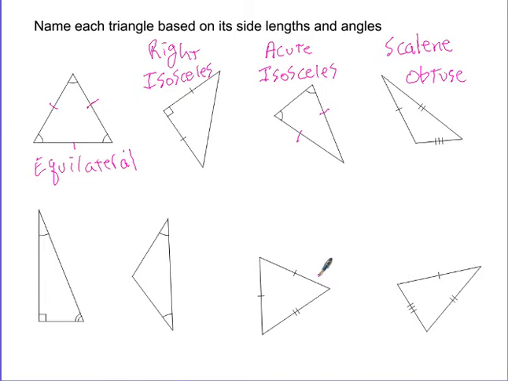And I'm not worried about order. You can call it obtuse scalene or scalene obtuse. You could call this one isosceles acute or acute isosceles. Order doesn't matter as long as you get both words in there. Okay. What about this one? It's definitely right. Since all three angles are different, what does that tell you about all three sides? They're definitely different. So it's scalene.